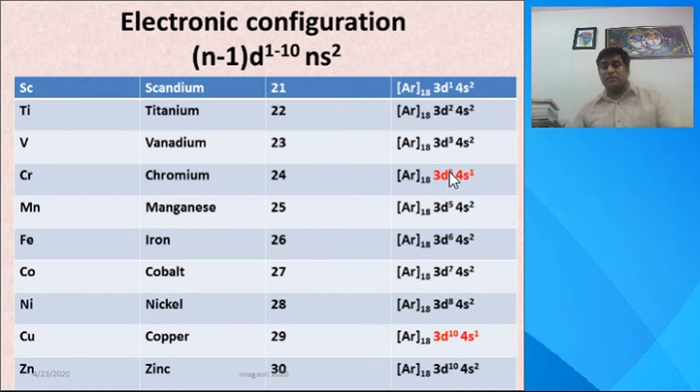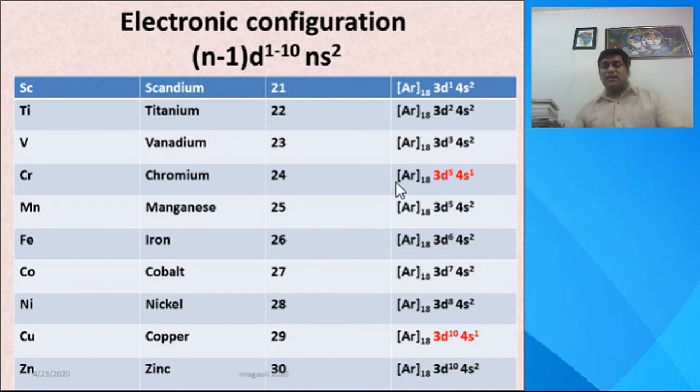Look at the configuration. So the configuration is argon, 18, the core electrons, 18 electrons we have. Then we have 4s2 electrons, 18 plus 2 plus 1, 21. So like this, every incoming electron is being added to 3d. In titanium 3d2, vanadium 3d3. So like this it goes on up to zinc 3d10.